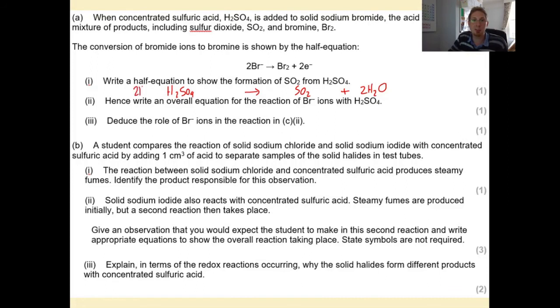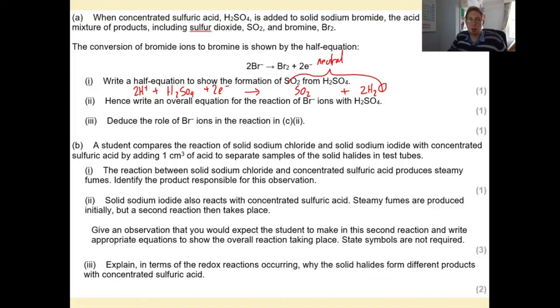Well, that must be 2 protons. We use protons to balance the hydrogens. And finally, we need to make sure the charge is balanced. Our products clearly are neutral charge, so our reactants need to be neutral charge. We've got 2 positives, so we need 2 electrons as well.